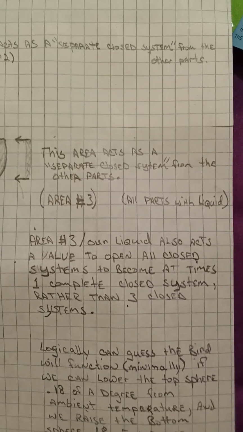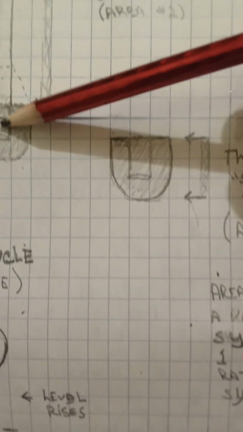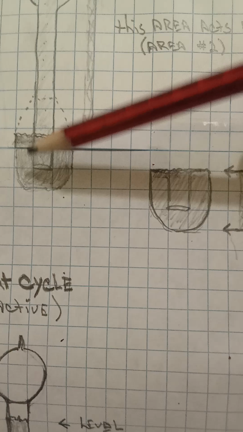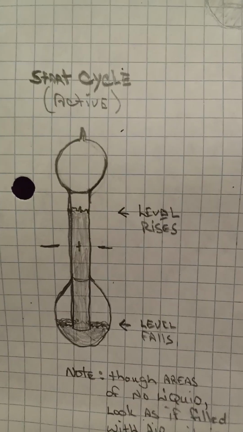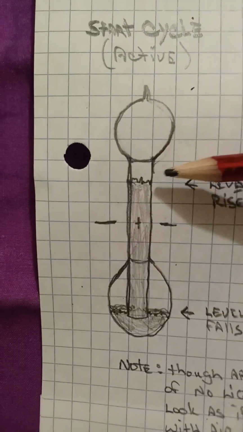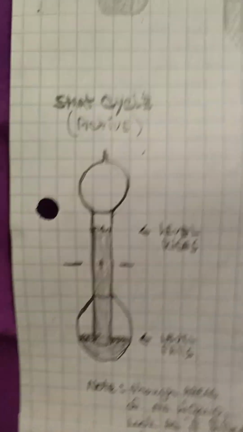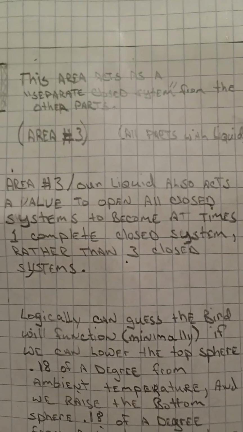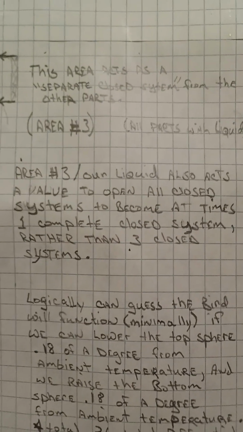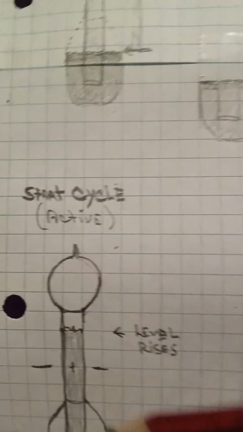Now, looking at the start cycle active, we see that the level in the center tube rises, and the level in the bottom sphere drops. Area 3 acts as a valve to open and close the system from acting as one single enclosed system and 3 separate enclosed but separate systems.